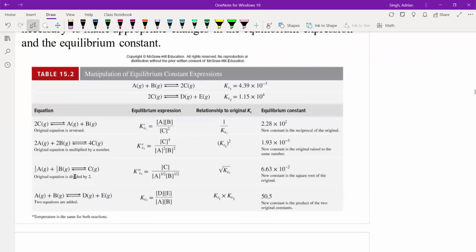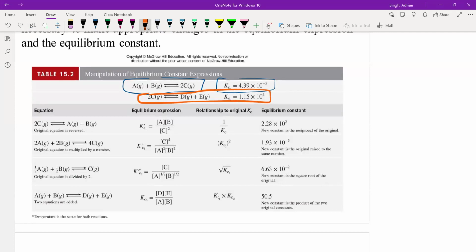So your book does a really good job of just making up some expressions and some values and then showing you what the manipulation is and how that affects the equilibrium expression, but how it also affects the value relative to the original Kc value. So we have here an equation between A and B to produce C. And then the Kc value for this is given as whatever that number is. And we have another expression, C turning into D and E, and we have a Kc value for that one as well.